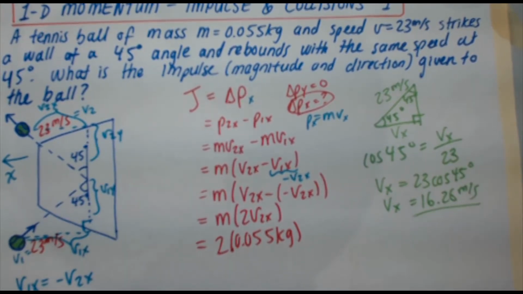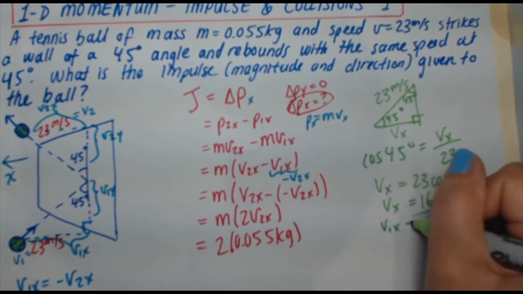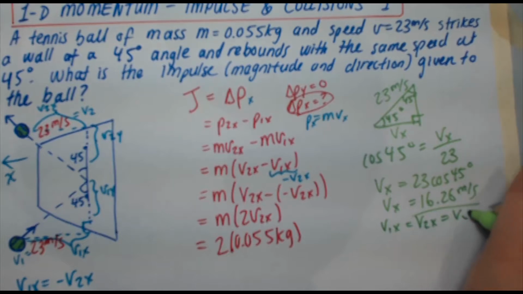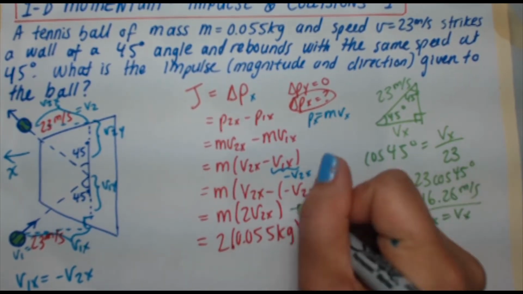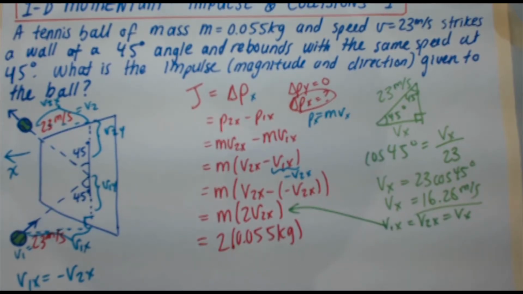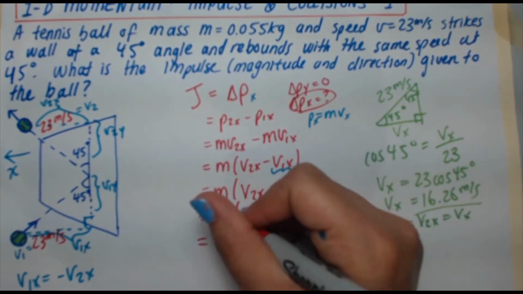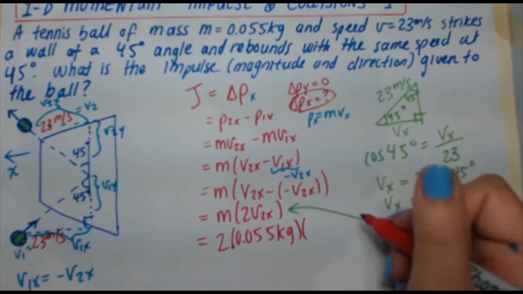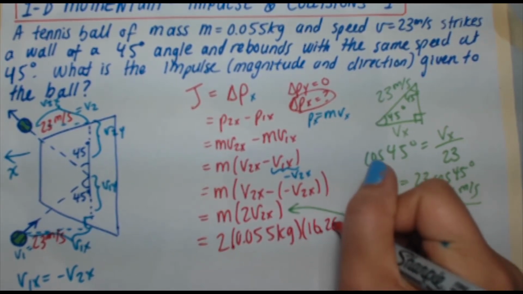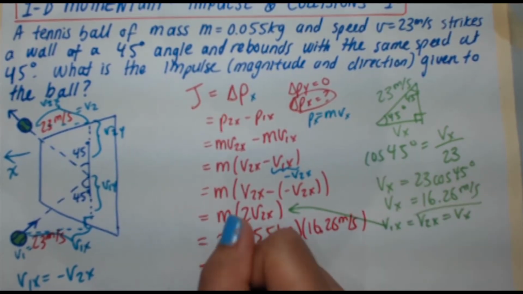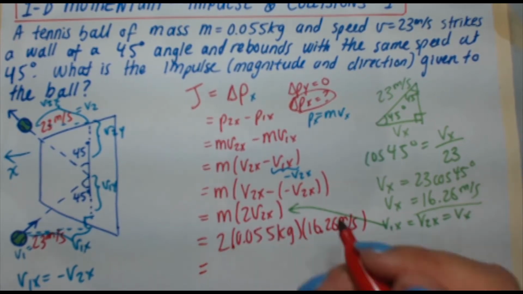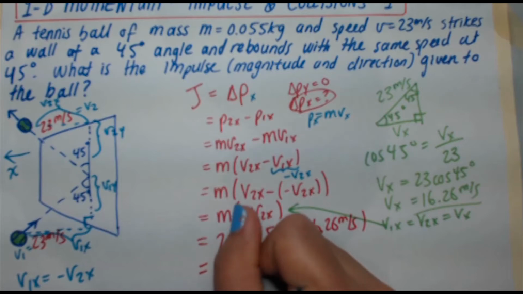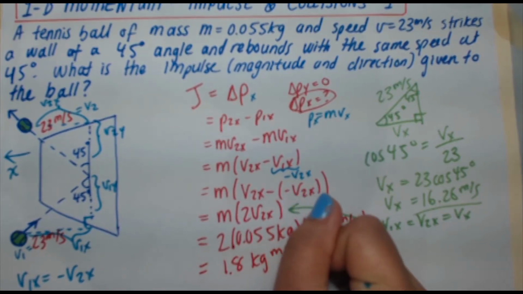Now, I didn't call that v1x or v2x because it's the same. Okay, they are both rebounding with the same speed. So v1x equals v2x, which is x. So that's what I'm going to plug in here for v2x. So 2 times the mass times 16.26 meters per second. Punch all those numbers in your calculator. You are going to get the momentum change, or the impulse, is 1.8 kilogram meter per second.